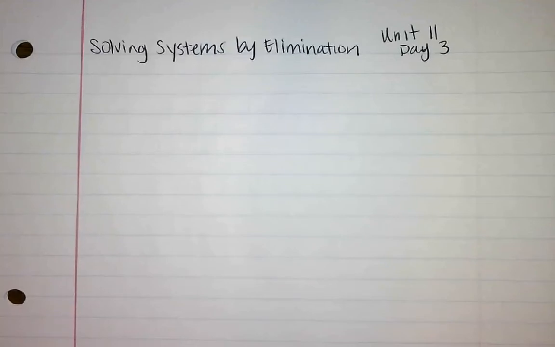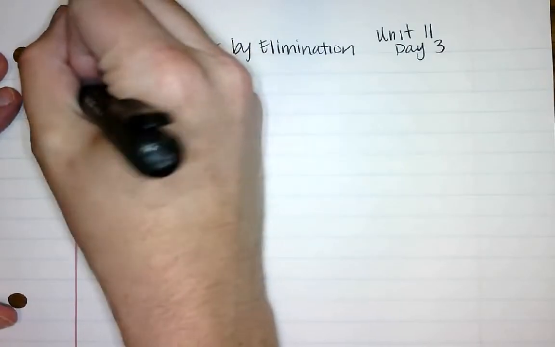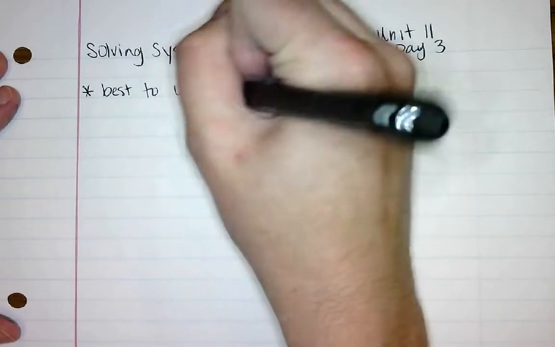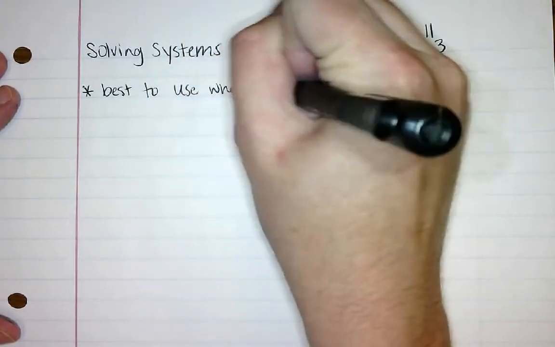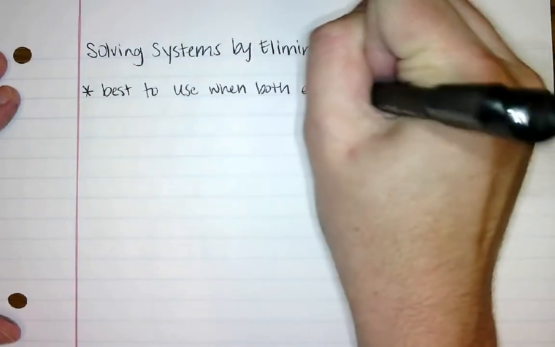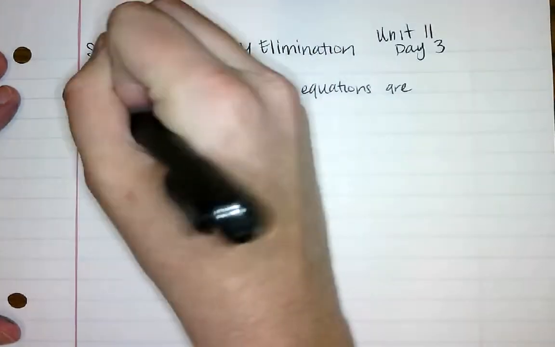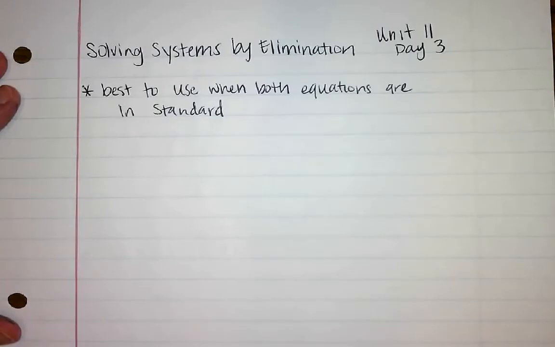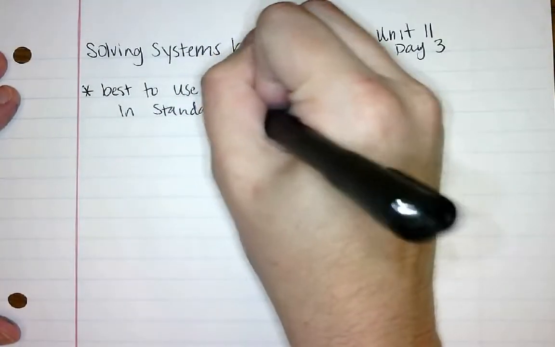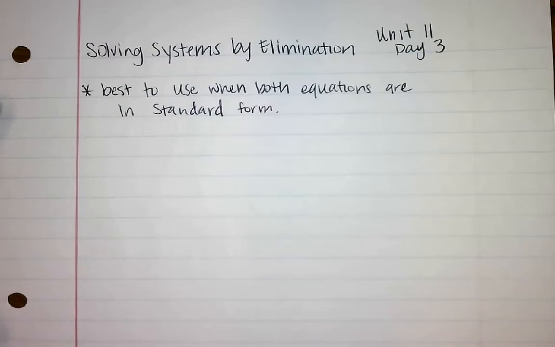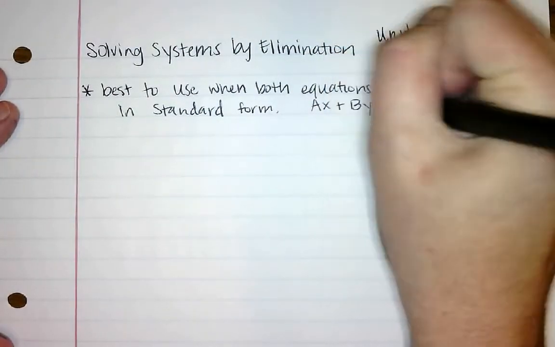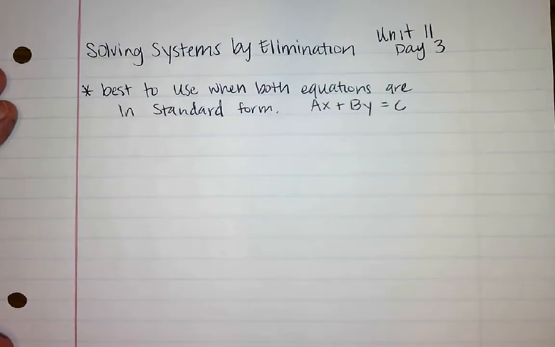About today: how to solve systems by elimination. And guys, you can use it for other things, but it's best to use when both of your equations are in standard form. Alright guys, so it's really nice to use when both of your equations are in standard form. And guys, linear standard form is ax plus by equals c.